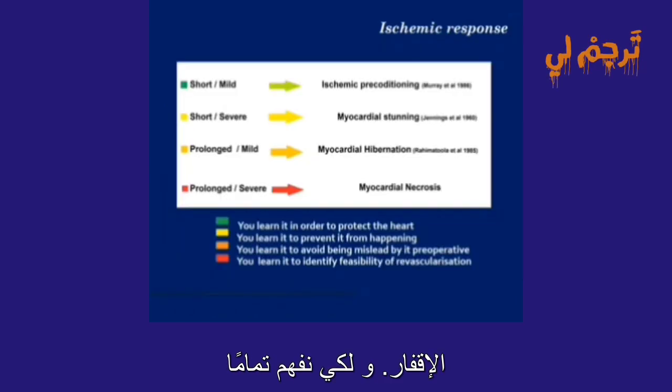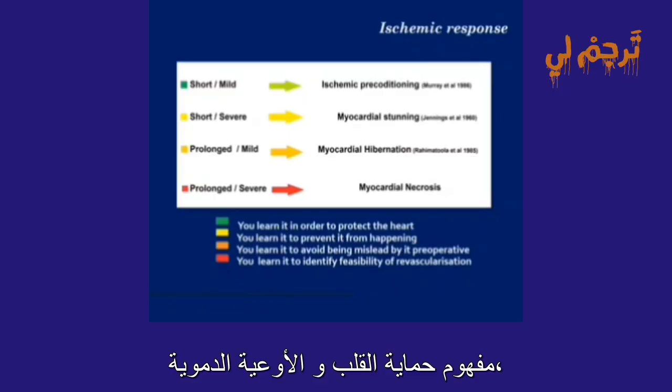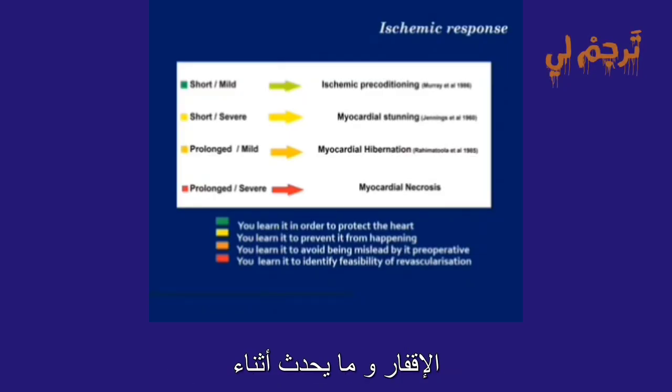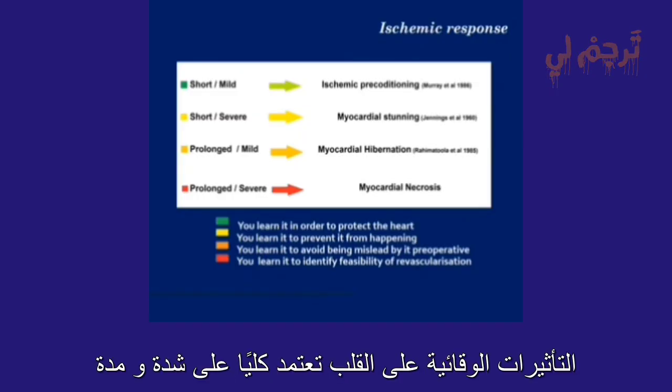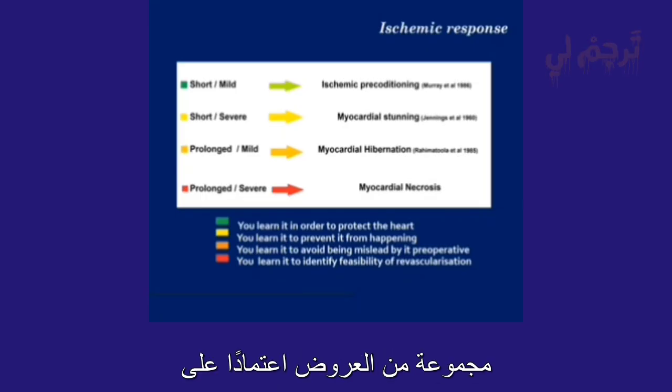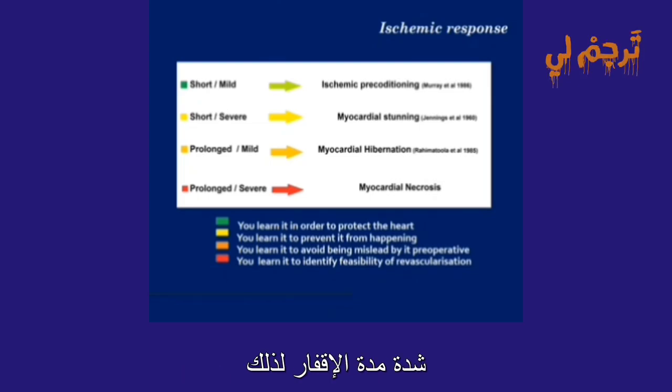In order to completely comprehend the myocardial protection concept, you need to understand what happens during ischemia and what happens during reperfusion. So starting with ischemia, ischemic effects on the heart is completely reliant on the severity as well as duration of the ischemic insult. Various durations, various severities lead to various effects and produces a different picture. This creates a spectrum of presentations depending on the severity and duration of ischemia.